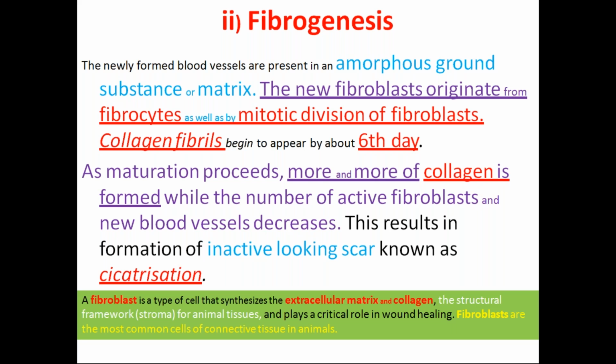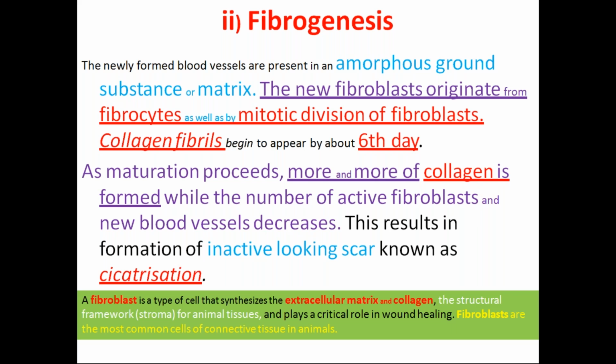As maturation proceeds, more and more collagen is formed while the number of active fibroblasts and new blood vessels decreases. This results in formation of an inactive looping scar known as cicatrization.